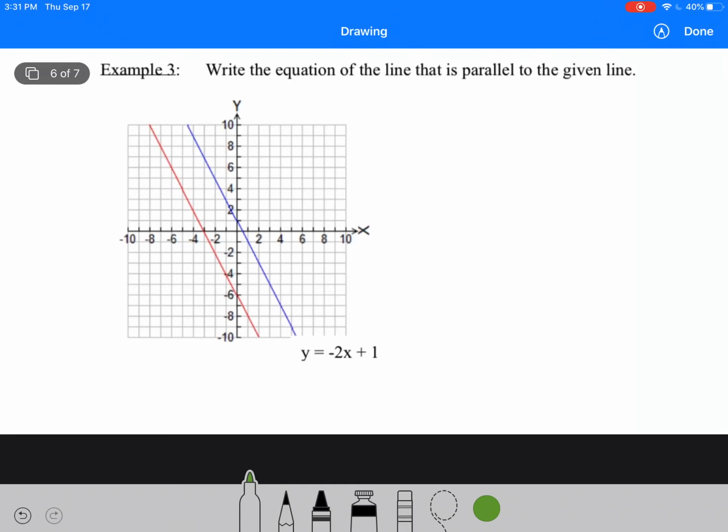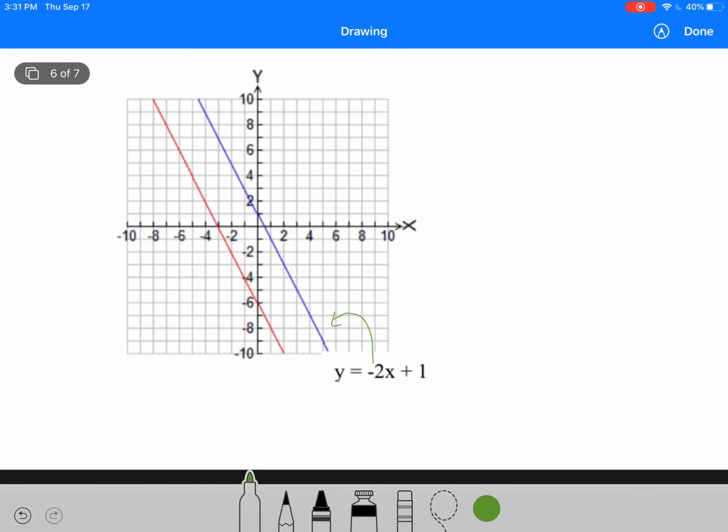All right, last example, or second last example, sorry. We have these two lines, one in red, one in blue, and they're giving us the equation of the blue line, I think. Yep, negative 2x plus 1. They're saying write the equation of the line that is parallel to the given line. So we have to find the equation of the red.